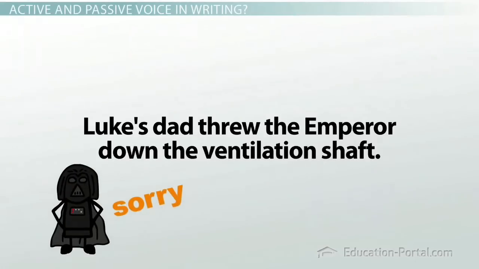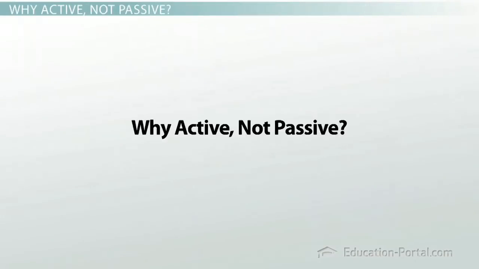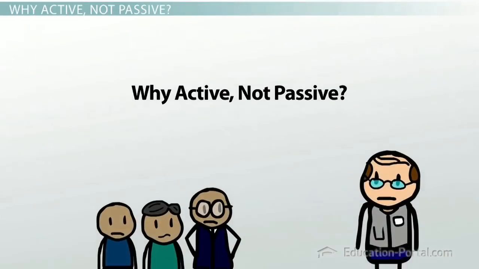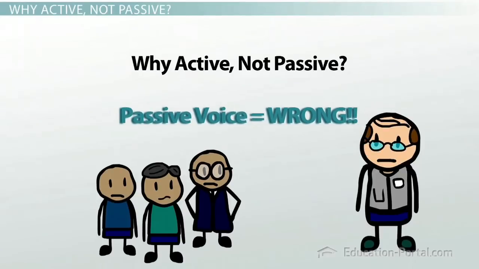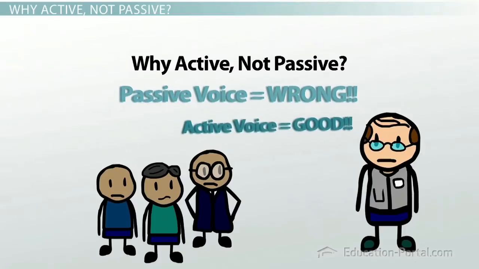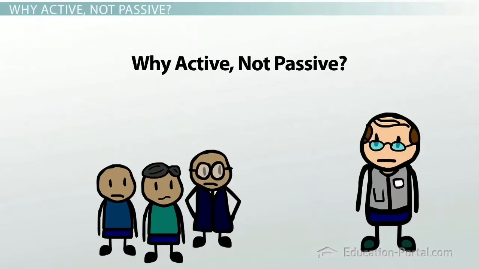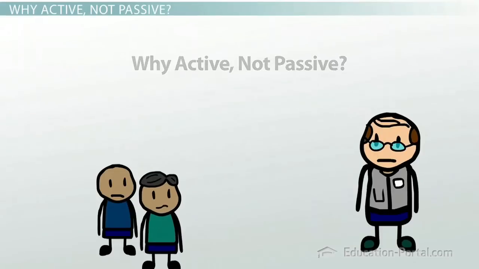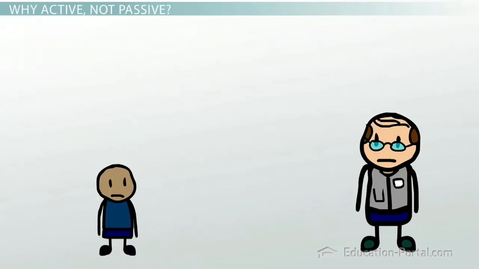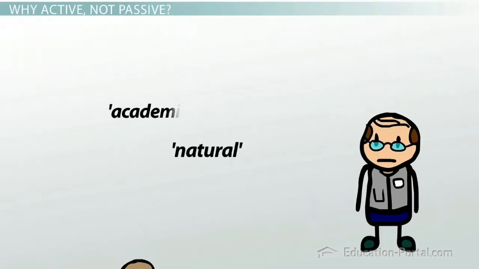Why active, not passive? At some point in your schooling, a teacher or three probably told you that passive voice was wrong, and that active voice was good. This is not entirely true, but for reasons of style and clarity, active voice is often preferable to passive voice. It makes sentences more immediate and engaging. Despite this, many people often write passively by default, as it feels more natural or academic to them.